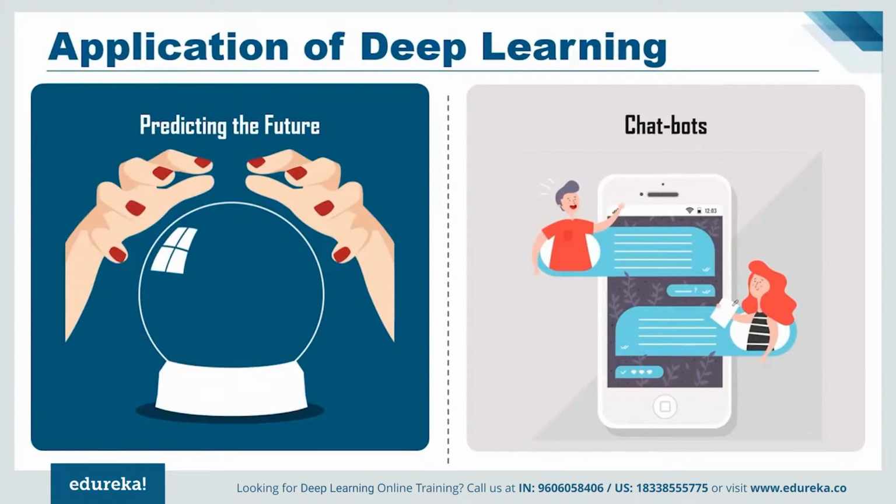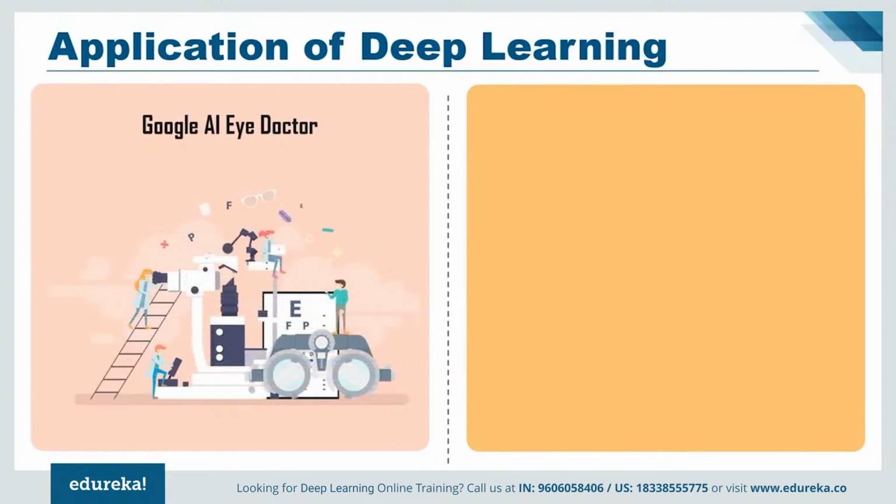Now, there is a very cool application of deep learning which is the Google AI Eye Doctor. It is a recent initiative taken by Google where they are working with an Indian eye care chain to develop AI software which can examine retina scans and identify a condition called diabetic retinopathy, which can cause blindness.